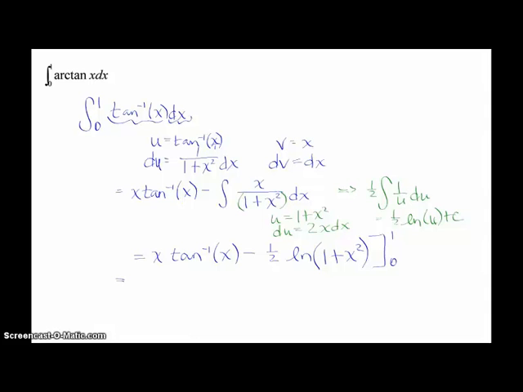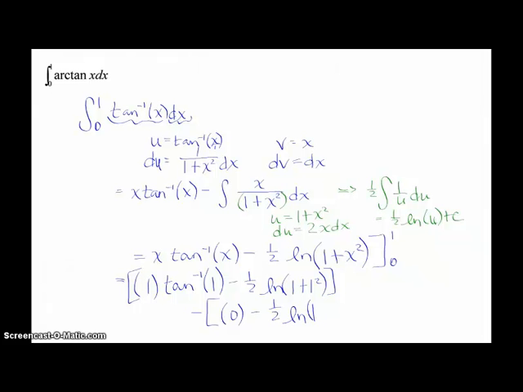So this definite integral is 1 times the tan inverse of 1 minus 1/2 the natural log of 1 plus 1 squared. There's our upper limit, minus our lower limit, which is 0 times the tan inverse of 0, which is still 0, minus 1/2 the natural log of 1 plus 0 squared. This cleans up to be the natural log of 1, which is 0. So that whole second term is 0.